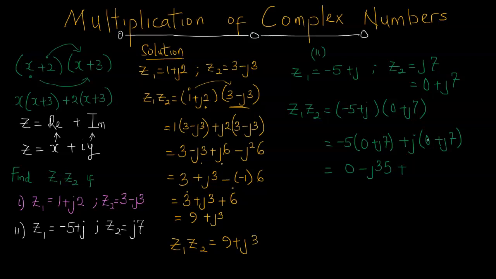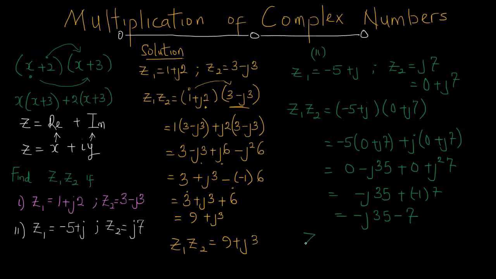Then plus j times 0, 0. Then plus j times j is j squared. This is 1j basically, so this is just 7. Thus, I have 0 minus j35 plus 0 is just minus j35. Plus j squared is a negative 1, so I've got a negative 1 here. Then 7, so this is negative j35. Plus times minus 1 is minus 1, times 7 is minus 7.